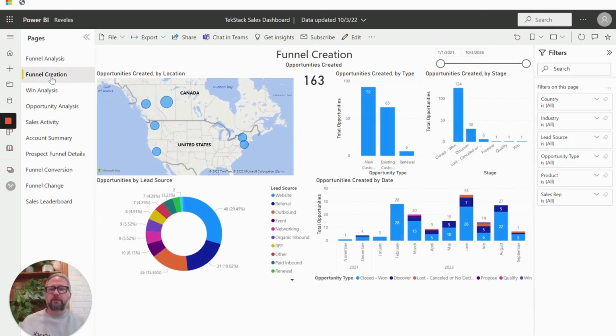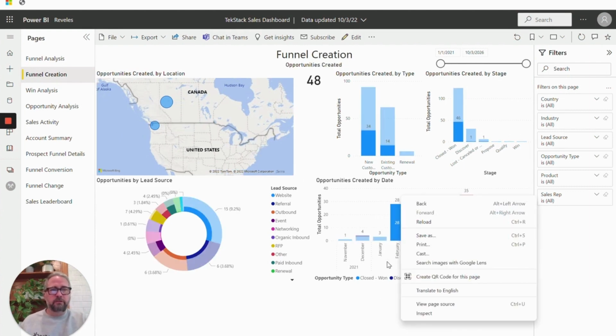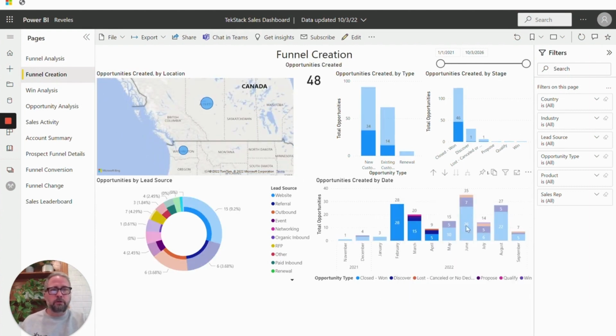But really what you need to be thinking about is funnel creation, right? So you really want to be focused on, okay, at what rate am I creating funnel? And so here we want to get really consistent results. So we want to see what rate I'm creating the funnel. What does that look like by source of opportunity? What geographies am I creating the funnel in?